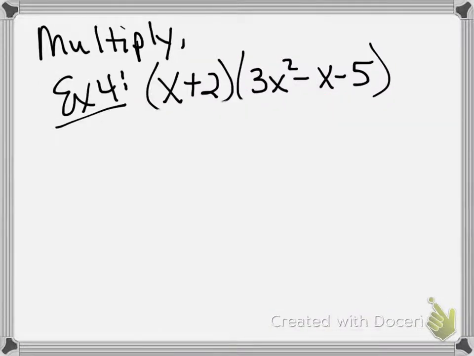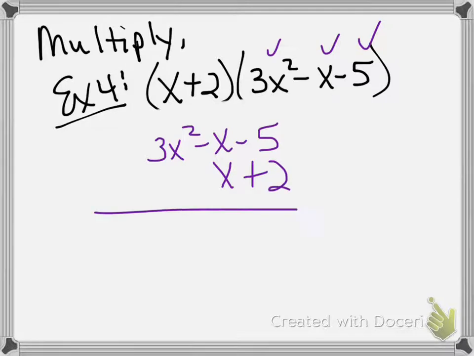Let's do another one of those, since that may be something you haven't seen before. I'm going to start out this one by putting 3x squared minus x minus 5 as the top term, because it does have the higher exponent and it has more terms. Then I'll put x plus 2 as my bottom term.